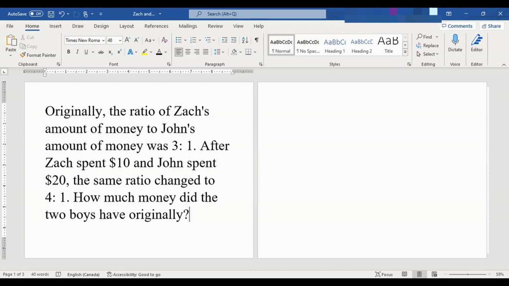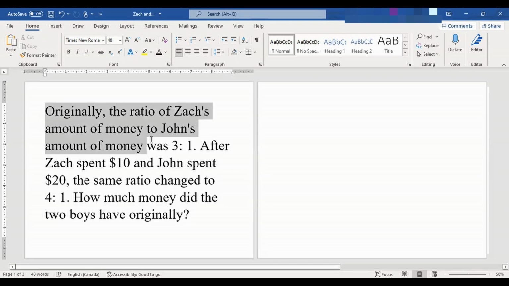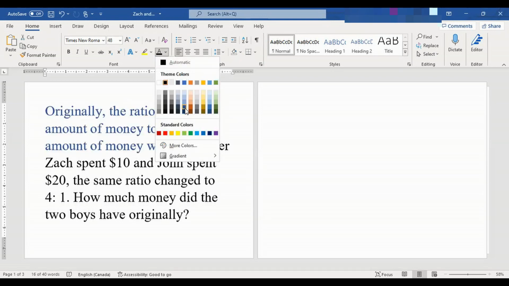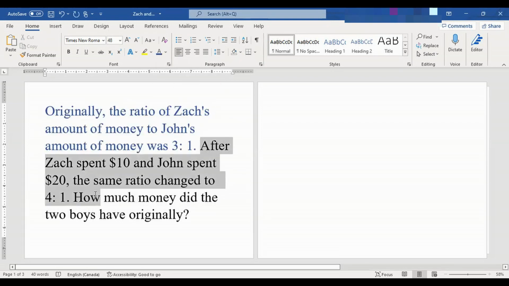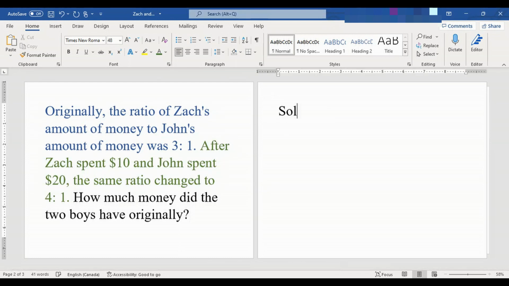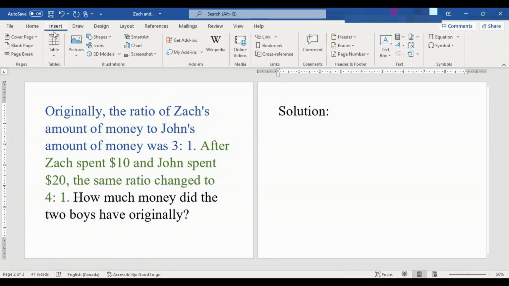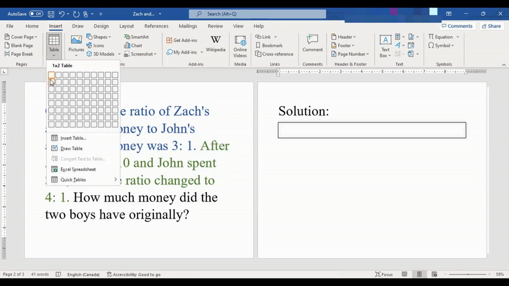And to do this question, as always, we're going to make the important parts of the question different colors, so we're able to see which one we're working on and differentiate between the two. Okay, the first sentence will be blue and the second will be colored green. Right, now we get to the solution. And to do this problem, we're going to make a table to represent both Zach and John's original amounts.